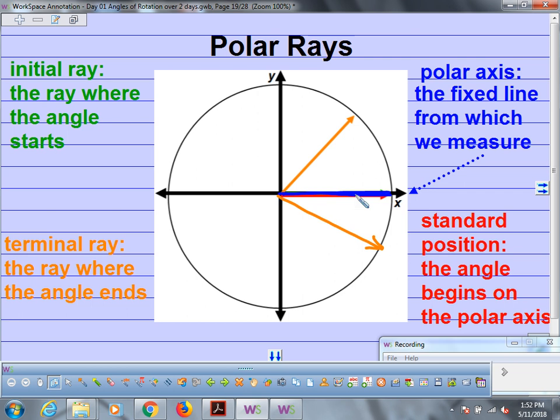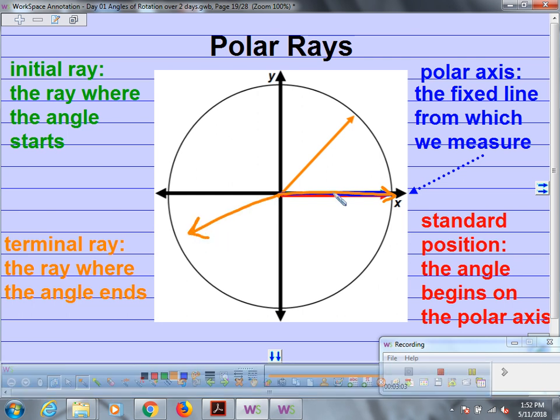So the standard position has to stay on that side of the line? Nope. I could have an angle over here. It's a good question. I could have an angle that starts here. My initial ray is here, and it goes over here. I could have an angle like that, but it has to start over there. Okay? All right. Initial ray is where it starts. Terminal ray is where it ends.